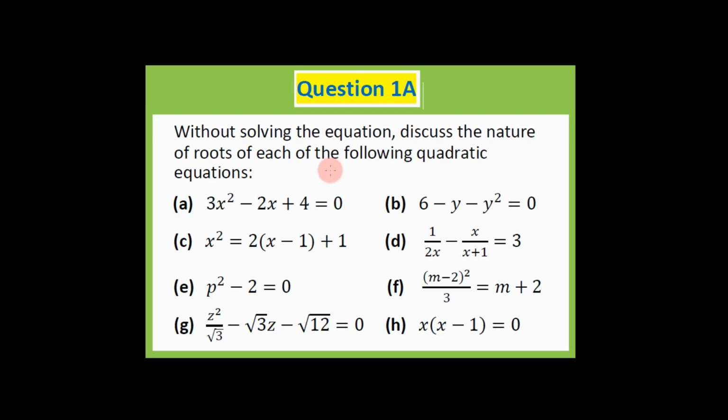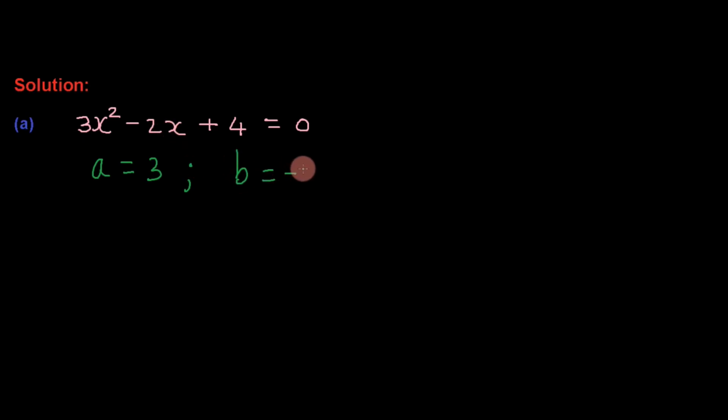So let's look at your answers to this question. In A, we have 3x squared minus 2x plus 4 equals 0. Now, this equation is already in standard quadratic form, so we can write down the values of a, b, and c. A is the x squared coefficient, which is 3. B is the x coefficient, negative 2. And c, of course, is the constant, which is 4.